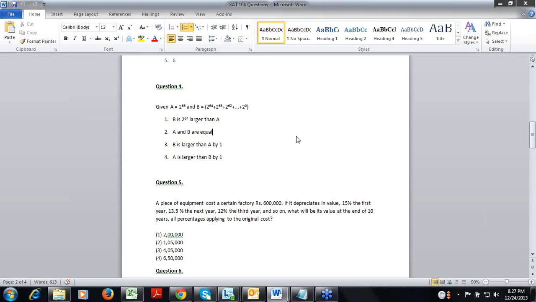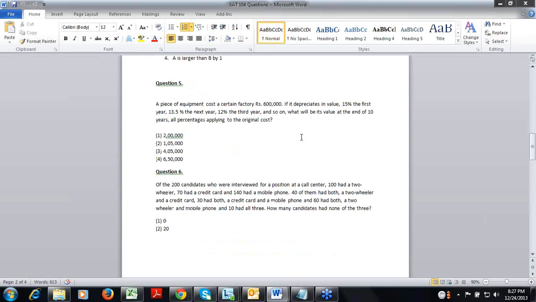We have question number 5. What it says is a piece of equipment cost a certain factory rupees 6 lakh, 600,000. It depreciates in value 15% the first year, 13.5% the next year, 12% third year, and so on. What will be the value after 10 years? All the percentages apply to the original cost.